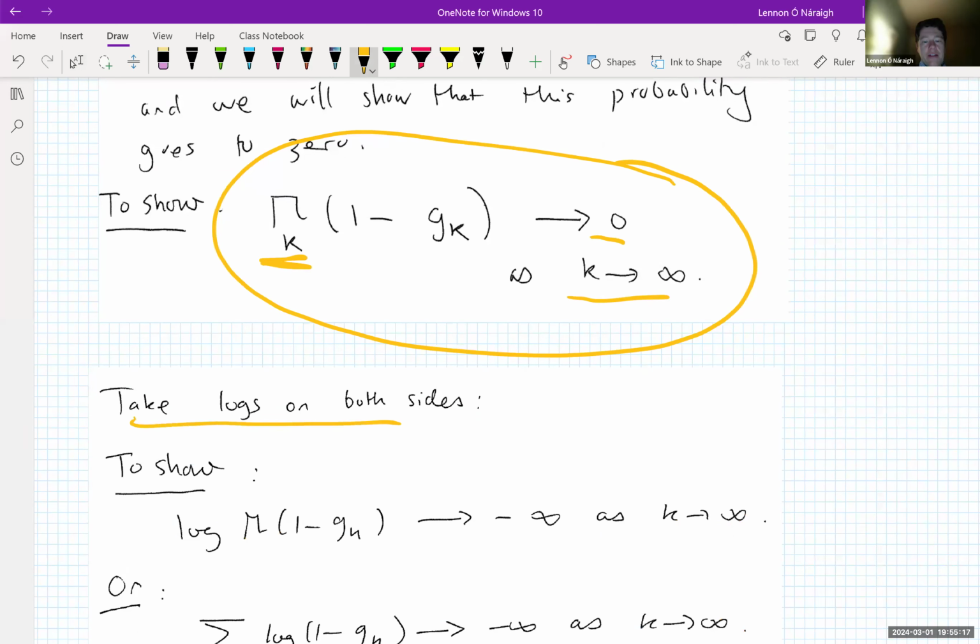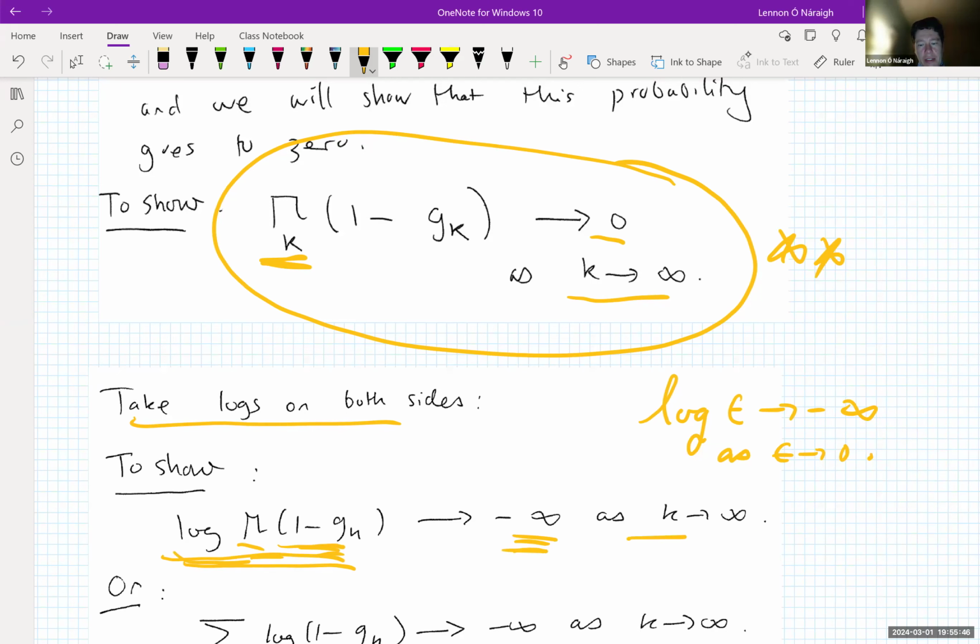So it suffices to take logs on both sides and to show that the log of the product of the probabilities goes to minus infinity, because the log of a small number goes to minus infinity as the small number goes to 0. So taking logs on both sides, it suffices to show that the log of the product of the 1 minus gk's goes to minus infinity as the number of cooling steps goes to infinity.